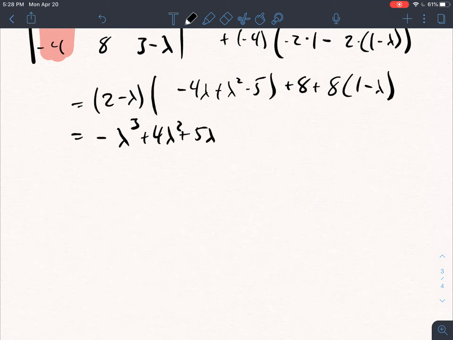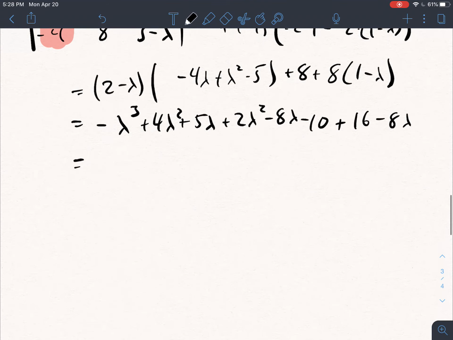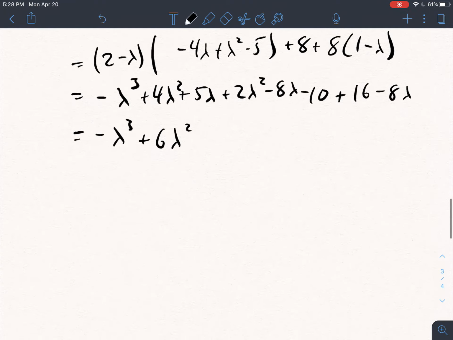Okay, so now distribute the negative lambda to this. So I get negative lambda cubed plus 4 lambda squared plus 5 lambda. Distribute the 2 and I get plus 2 lambda squared minus 8 lambda minus 10. And then plus 16 minus 8 lambda.